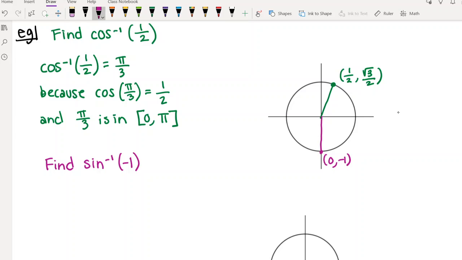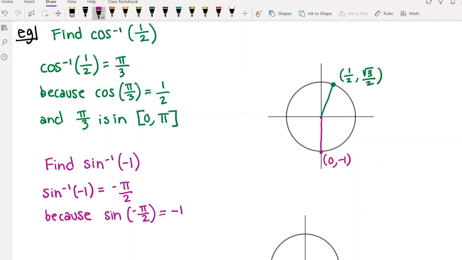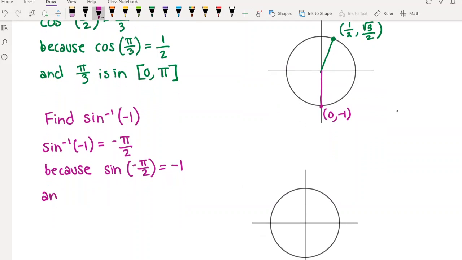And so in order to make that fit with the format that we're supposed to use for inverse sine, we need to call that angle negative pi/2. So inverse sine of -1 is equal to negative pi/2, because sine of negative pi/2 is equal to -1. And additionally, negative pi/2 is in the correct interval.